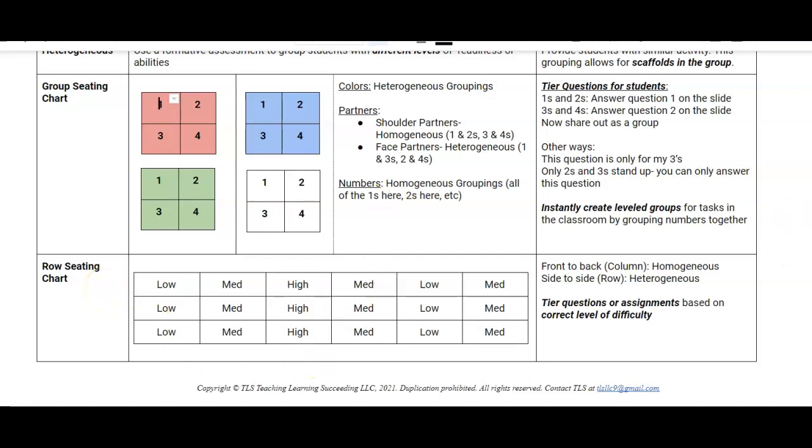Yet another way to arrange purposeful partnering is by using a more traditional row seating chart. As you can see in this, when it's time for students to do some homogeneous work, they can just turn to the student in front or behind them. But if it's time to work with a more heterogeneous setting, they would just turn to the student who's seated to their right or left.